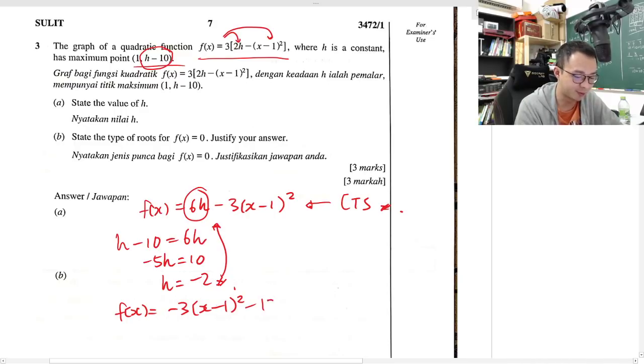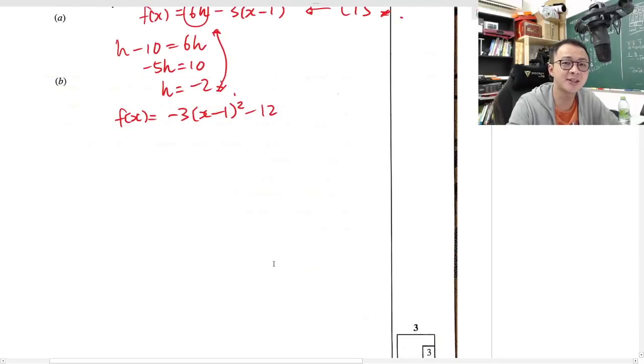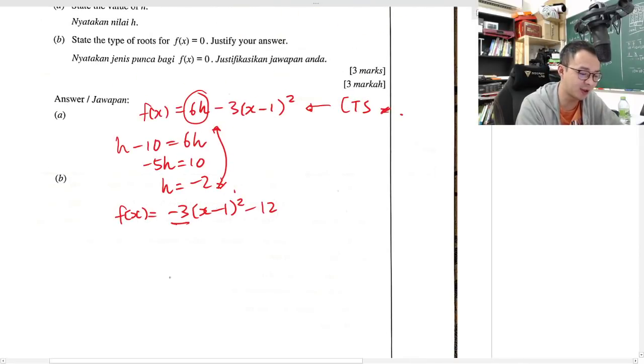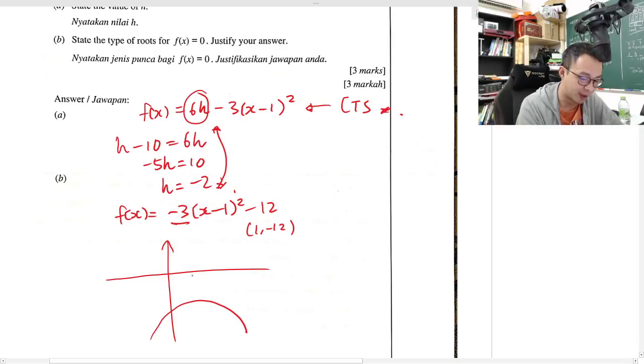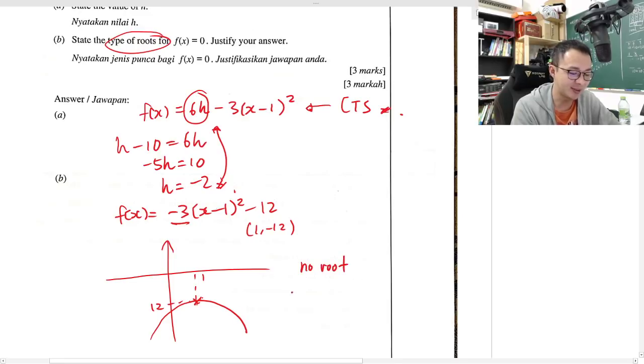Negative 2 times 6 will be negative 12. So from here, if I sketch out my curve, negative 3 tells me I will have a maximum. And my coordinate of maximum will be 1 and negative 12, right? So I will get 1 and negative 12. Obviously you see this curve doesn't touch the x-axis. So if the question asks about type of root, I will say there's no root. And then they ask me to justify my answer. I will say because it does not touch the x-axis.